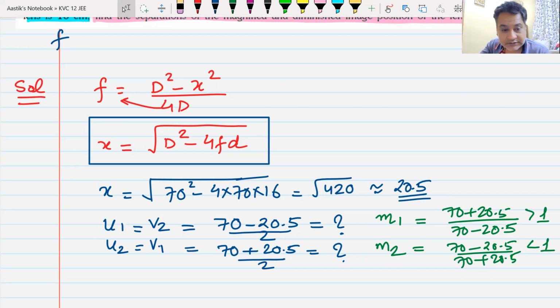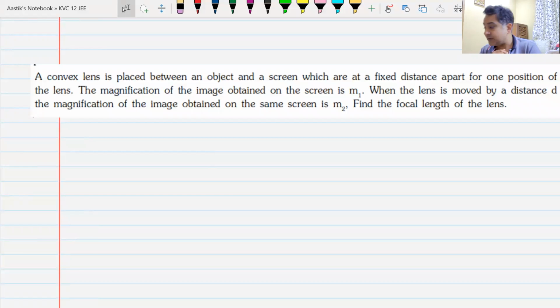See, this is how the question is placed. They will not straight away tell you that they are talking about the displacement method. They will frame the question in such a way that you will have to understand that they are talking about the displacement method. A convex lens is placed between an object and a screen. Whenever you get a question which says a convex lens, you must always suspect that there could be this displacement method coming into the picture.